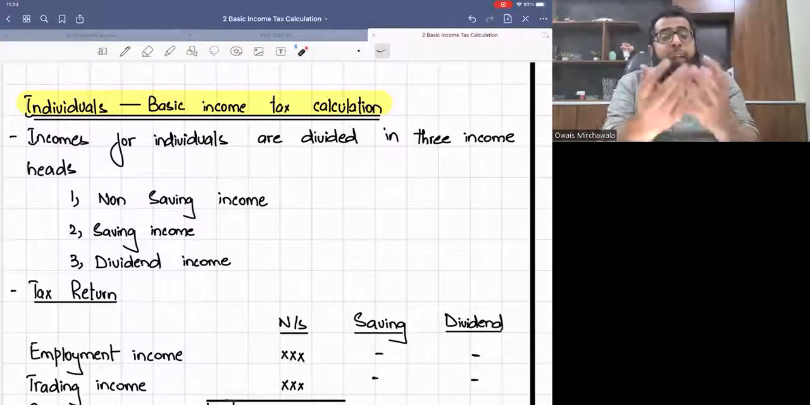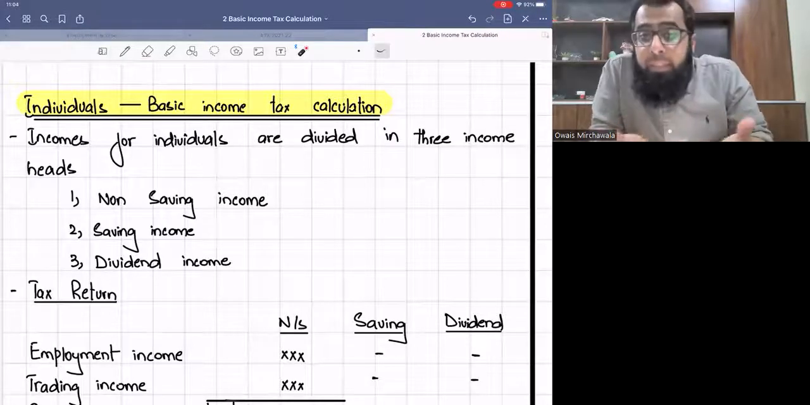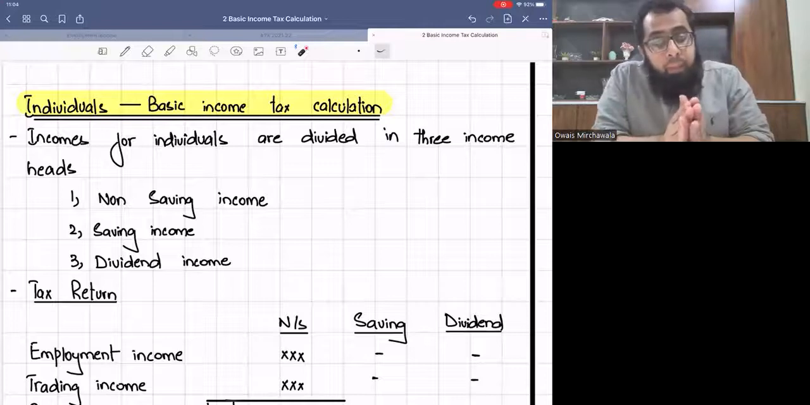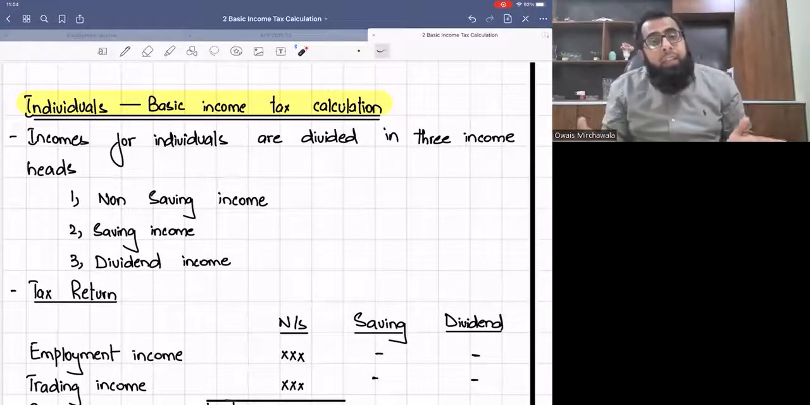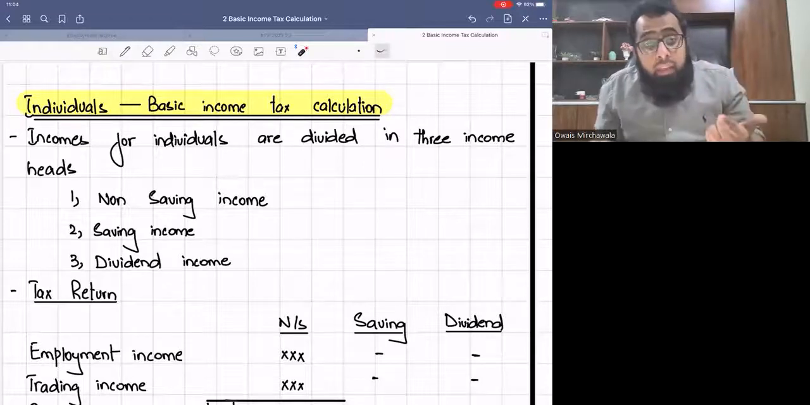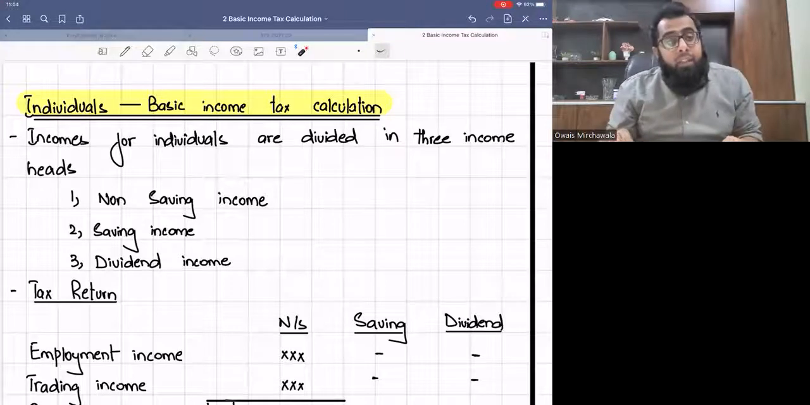Okay, I'll repeat it again. For individuals, when we talk about an income tax return, which needs to be filed every year, the incomes are divided into three heads. The first head of income is non-saving, the second head of income is saving, and the third head of income is dividend income.